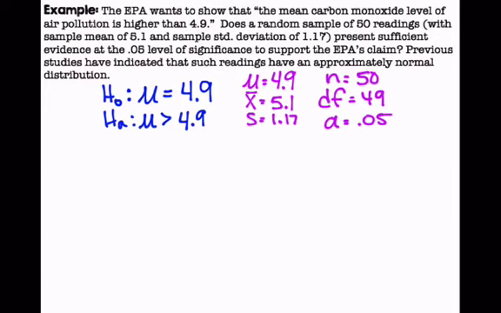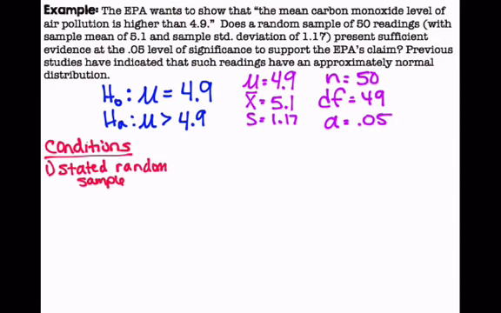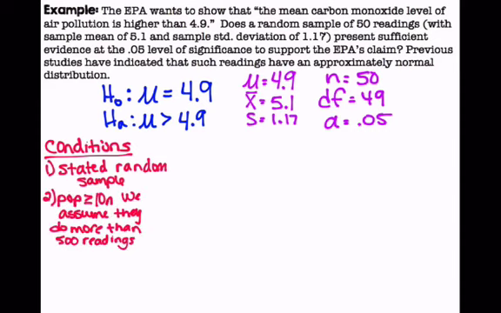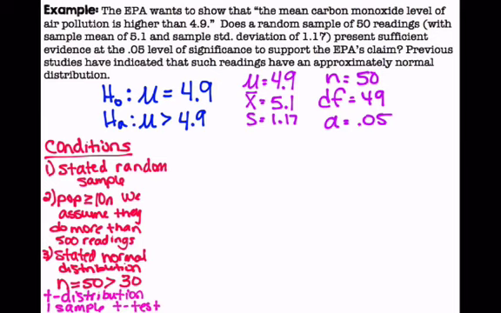Now I can check my conditions. So it stated that it was a random sample. The population is greater than 10 times n. We assume that they do more than 500 readings. And it was stated a normal distribution. Also, n equals 50, which is greater than 30. So we can say that we're using a t distribution and we're doing a one sample t test.